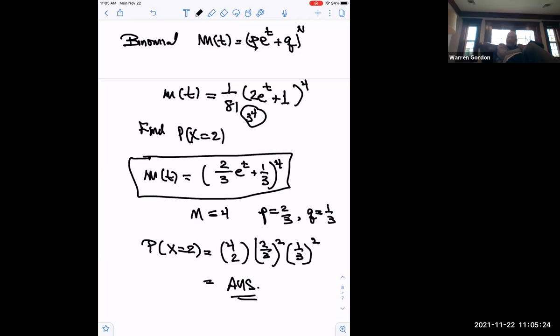So given the moment generating function, we can actually determine information about the probability distribution, because the moment generating function uniquely determines the probability distribution. So once I gave you this moment generating function and I rewrote it, I recognized it was the binomial distribution. I was able to determine the necessary probability.